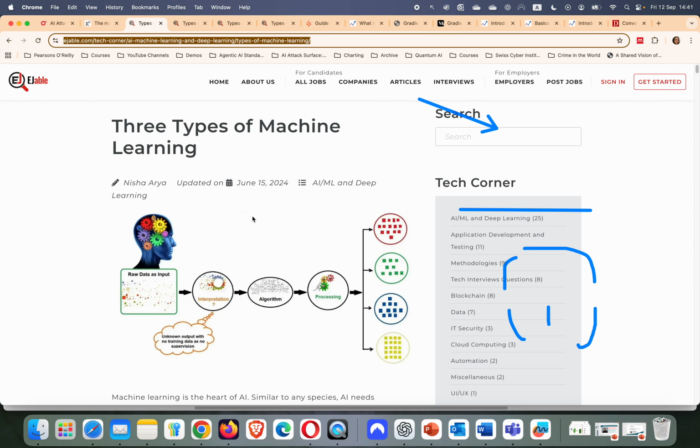Now, looking at the different types of machine learning, for this I'm going to use the article from AJBO, Nisha, Arya.